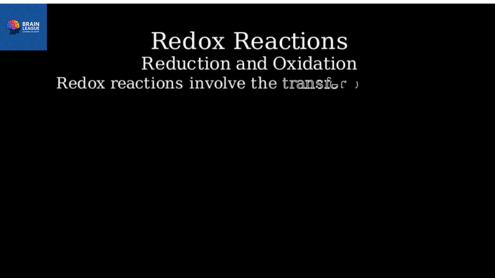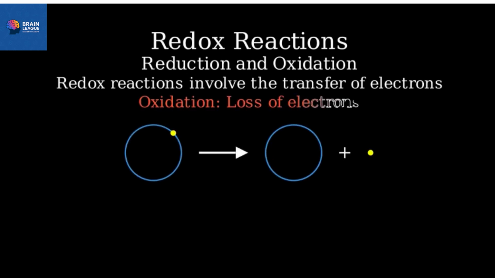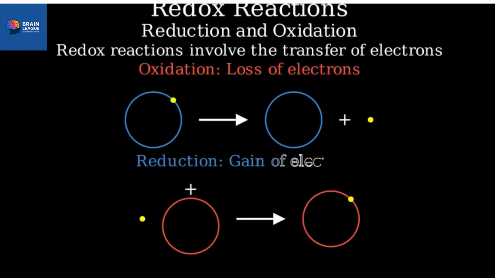At their core, redox reactions involve the transfer of electrons from one substance to another. When a substance loses electrons, we say it has been oxidized. When a substance gains electrons, we say it has been reduced.